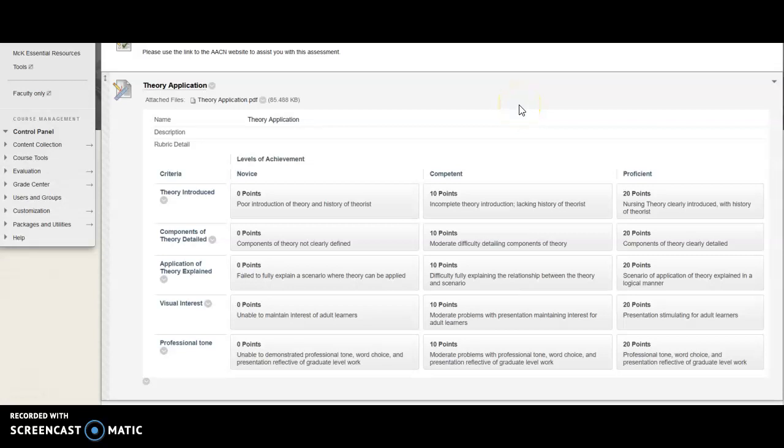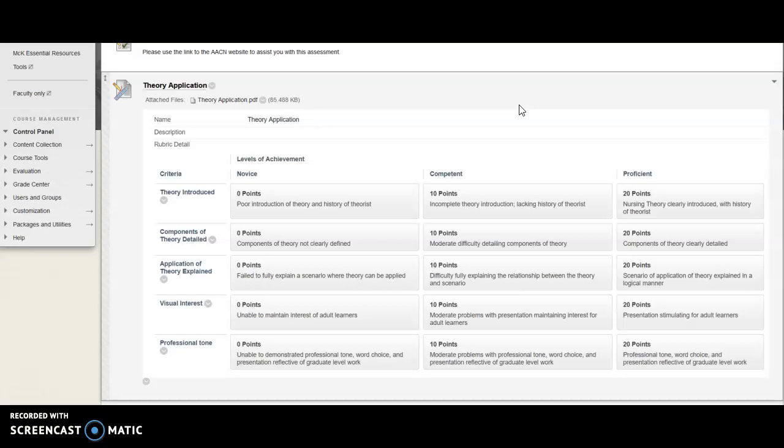Hi everyone, we're going to talk a little bit about your theory application assignment. And this is really cool that you will be able to go into what's in the course materials and look at the different theories and choose a theory that would apply to your area of practice.